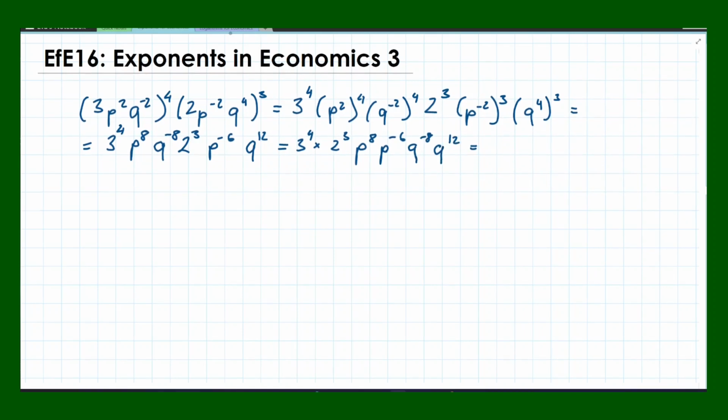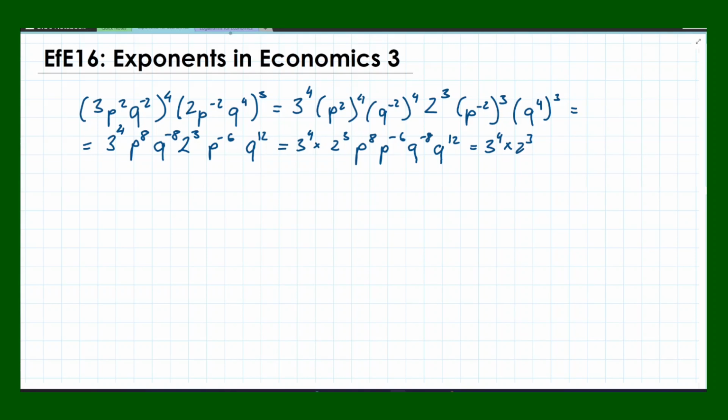Now I can do this because in multiplication I can switch the order around without making any difference to the final answer of that multiplication. Now, why did I do this? Because I actually wanted to see better what powers I can combine together. So I'm going to keep 3 to the 4 times 2 cubed for the moment. And then p to the 8 times p to the negative 6.